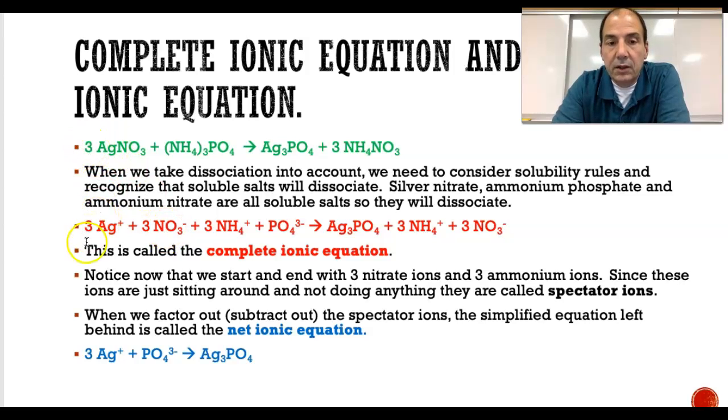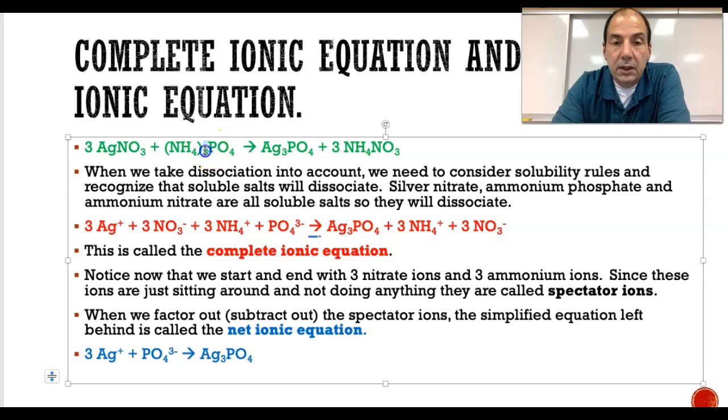And since there was a 3 here, I'm going to carry that coefficient through, so I have 3 silver ions, 3 nitrate ions. When I put ammonium phosphate in water, it's not ammonium phosphate anymore. It's 3 ammonium ions and a phosphate ion. Again, the 3 here because there are 3 ammonium ions, but there's only 1 phosphate ion. Now this was our precipitate, so that means it doesn't dissolve, which means it can't dissociate. And then we had the ammonium nitrate, and that does dissociate, that is soluble, so we have 3 ammoniums, 3 nitrates.